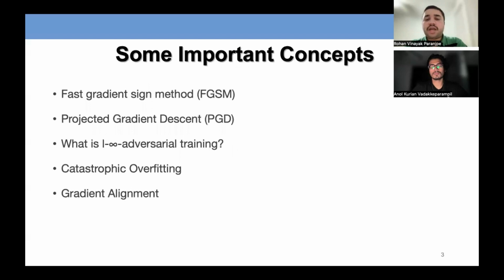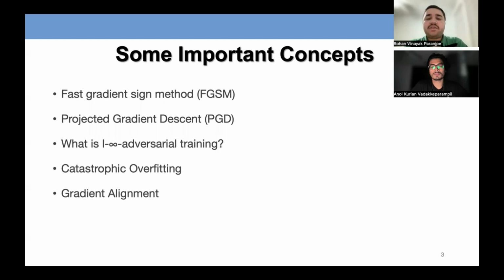FGSM is a method to add noise whose direction is the same as the gradient of the cost function with respect to the data. This perturbation or noise is typically bounded by a small constant to limit the magnitude of the change in the input. PGD is an iterative method that involves computing the gradient of the loss with respect to the input and then modifying the input in the direction of the gradient, subject to a constraint on the magnitude of the perturbation.